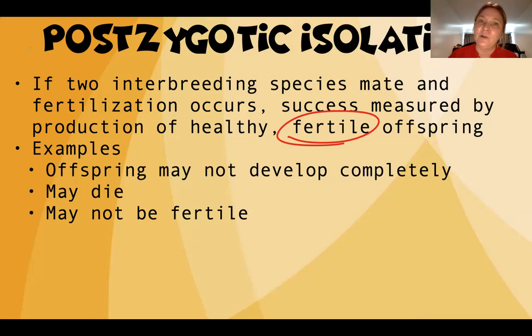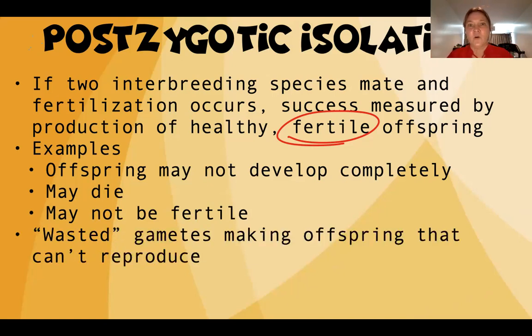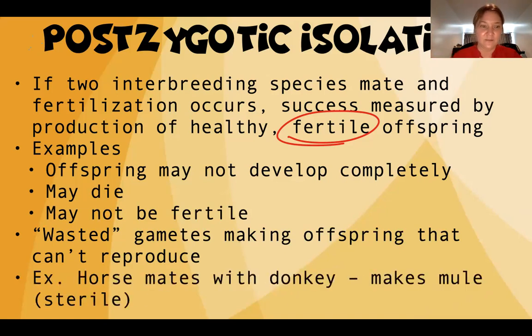And the best example is producing offspring that are not fertile. So we consider those wasted gametes that make offspring that can't reproduce. Because remember, the sole purpose of reproduction is to continue the species. So if you successfully reproduce, but your offspring cannot reproduce, then those gametes are wasted because the line doesn't continue after that. So the best example is a horse mating with a donkey, and that makes a mule.